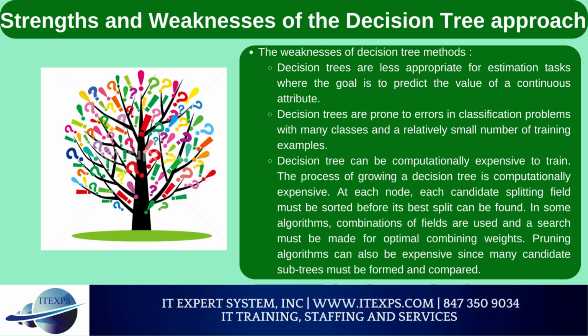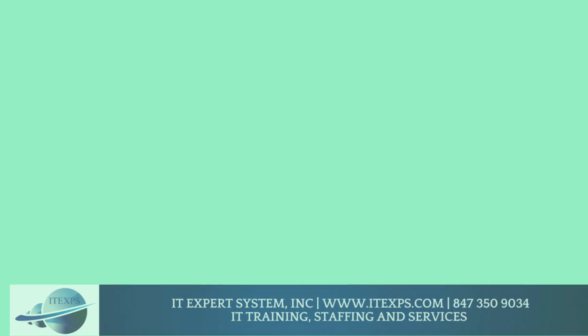At each node, each candidate splitting field must be sorted before its best split can be found. In some algorithms, combinations of fields are used and a search must be made for optimal combining weights. Pruning algorithms can also be expensive since many candidate subtrees must be formed and compared.